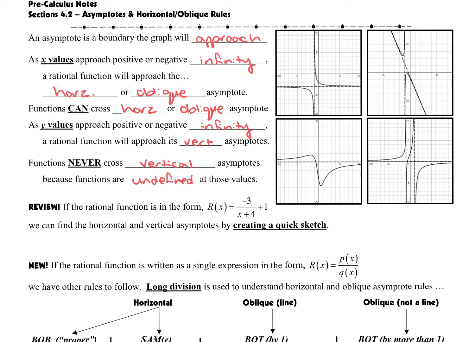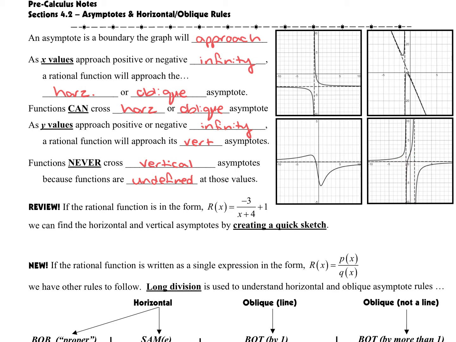So we can see as we go out here to the left and the right that it's getting close to this horizontal. I can see as I'm going left and right here, my graph is getting closer and closer to this slanted line. That's going to be called an oblique, okay? Functions can cross these horizontal and oblique asymptotes, and we can see that actually right here, okay? We have a horizontal asymptote right here, and we can see our graph is actually crossing it right there on that x-axis.